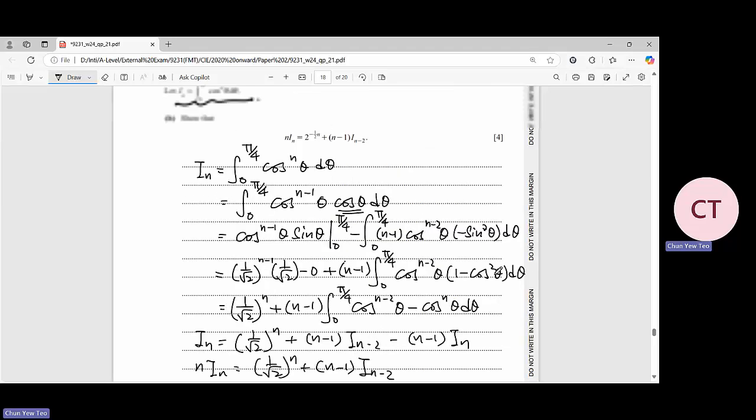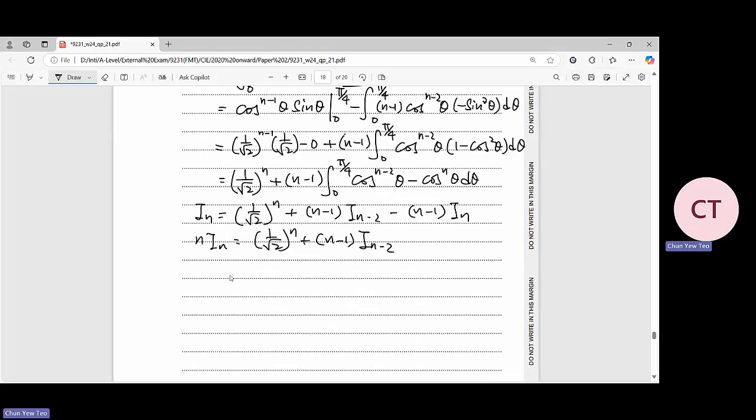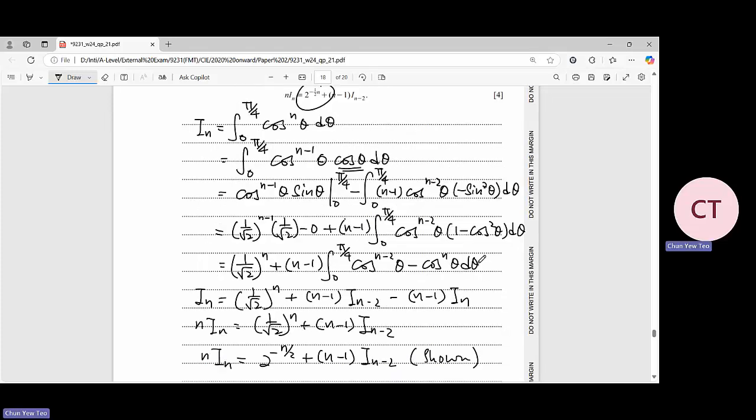According to the question, we do not want to see the square root. We want to see 2 to the power of negative half. So this will be 2^(-n/2) plus (n minus 1) I_(n-2). Shown. Okay, so this is how we show it. This is the answer for part B.